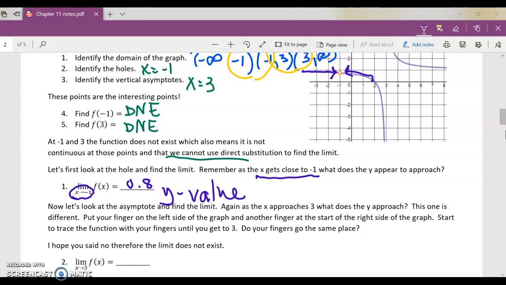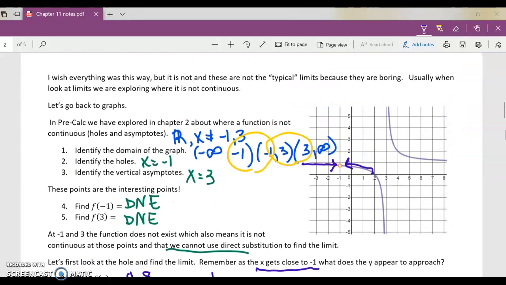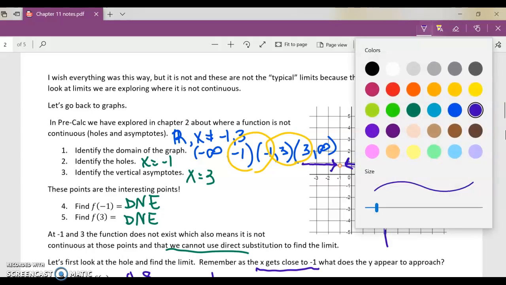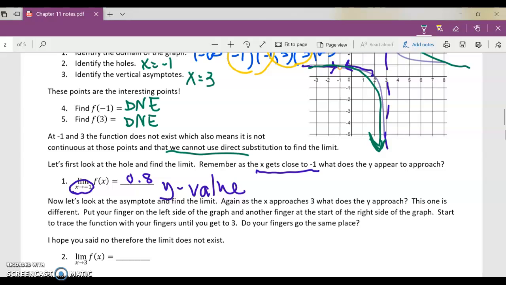So now let's look at the asymptote. So our asymptote is at x equals 3. This one is different. So here's what I want you to do. If we think about this graph, if I am coming at this asymptote here, here's our asymptote in purple. I'm going to change colors. If we think about coming from the left, we're going down to negative infinity. If we come from the right, we are going up to positive infinity. If you trace this with your fingers, you're going down on one side and you are going up on the other side. So your fingers are going different directions.